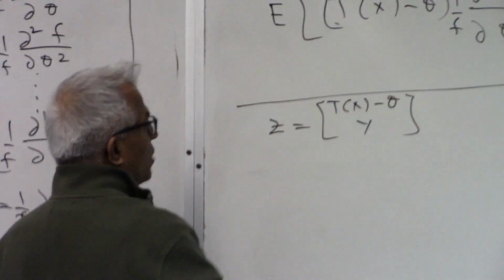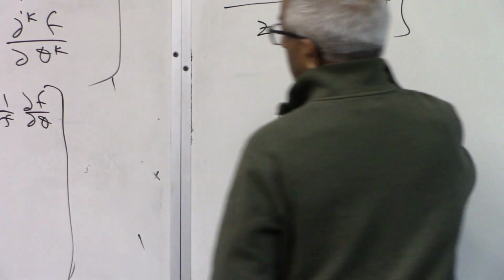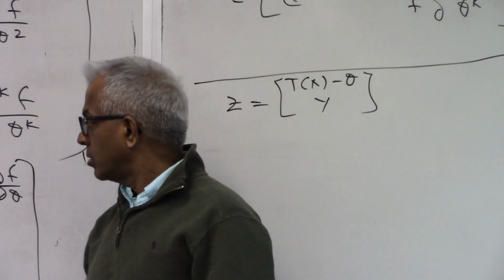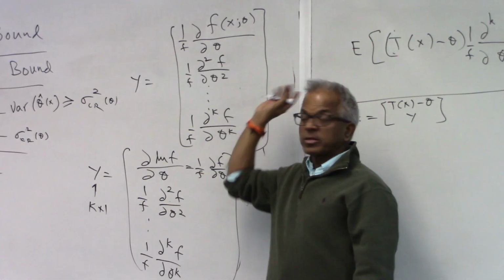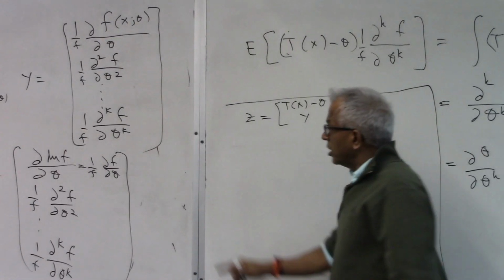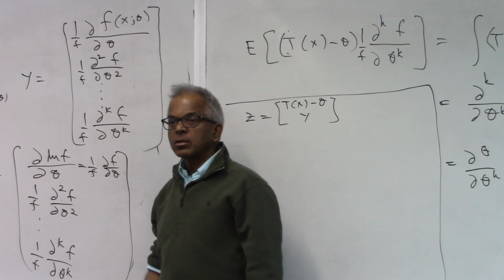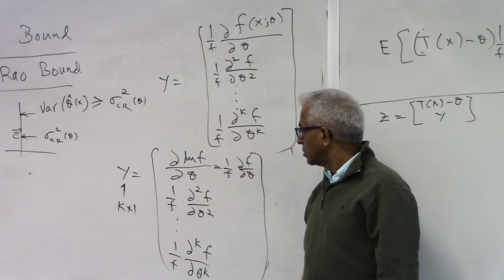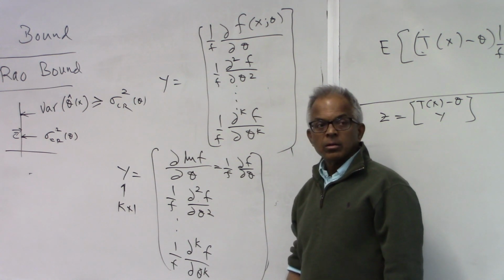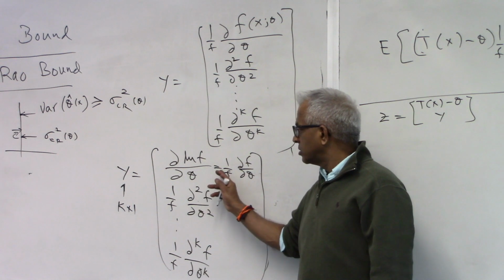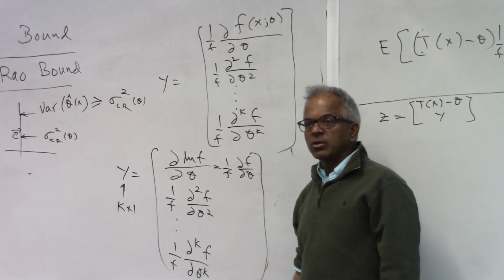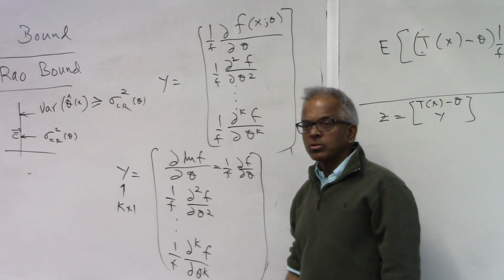What is the expected value of z? Anyone? We just went through this. The expected value of this is 0, and the expected value of the top one is 0. Remember, the expected value of this is multiplied by f. F will cancel, and the integral of the first derivative is 0. Why is it 1?